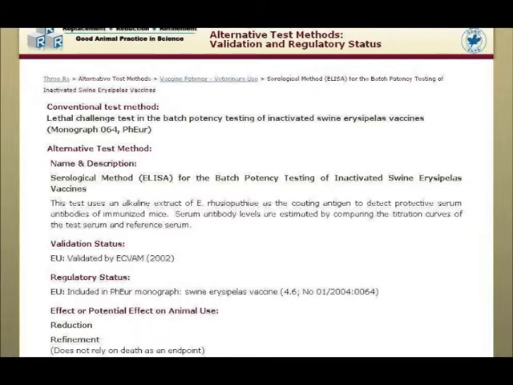Anyway, it says the test has validation status, was validated by ECVAM, which is the European Centre for the Validation of Alternative Methods, and that was in 2002. It says it has got some regulatory status. It's included in the Pharmacopoeia Europe, is that monograph? I'm not sure, but PHEUR monograph. So it does have some regulatory status, and the effect on animals, it says, is a reduction or a refinement because it does not rely on death as an endpoint. So obviously the conventional test method at the top of this slide, the lethal challenge test in the batch potency testing of inactivated swine Erysipelas vaccines, obviously is a lethal test, probably is some kind of LD50 test.